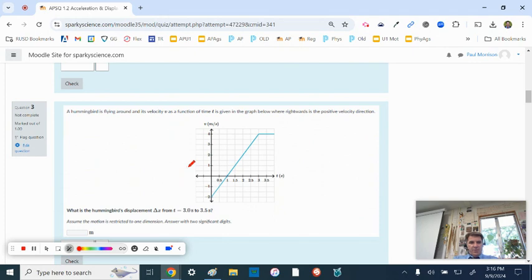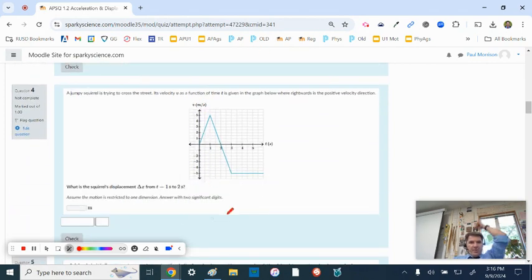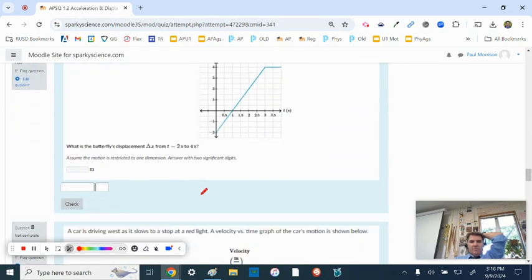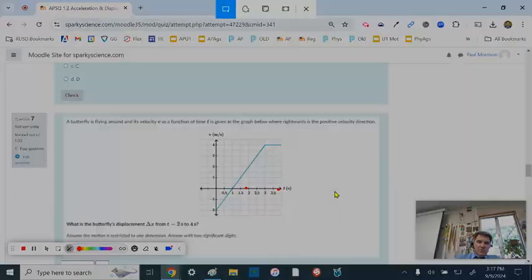Okay, let's see this one. Hummingbird, 3 to 3.5. It's a very small rectangle, so find the area of that rectangle. Jumpy squirrel, 1 to 2 seconds. That's just a positive triangle. All right, so 2 to 4 seconds. That's a good one because that's multiple shapes. Let's take a look at that one real quick.